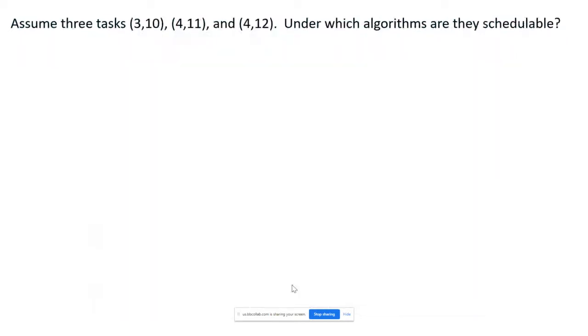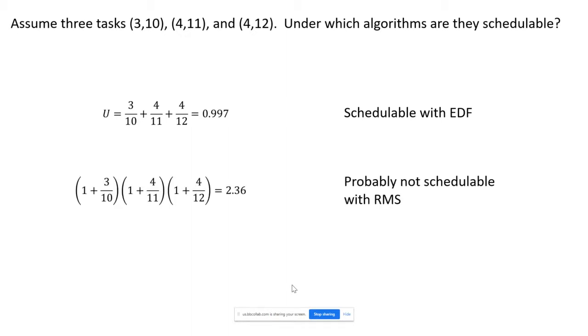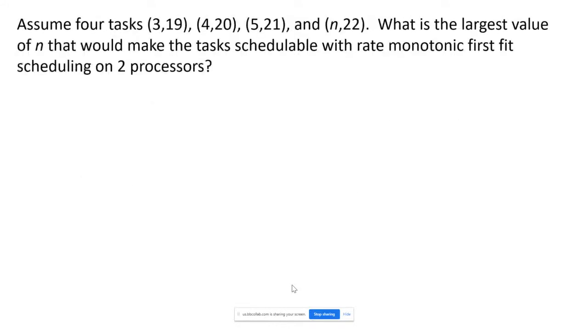Okay, assume 3 tasks, 3/10, 4/11, and 4/12. Under which algorithms are they schedulable? Well, let's see. The utilization there is 0.997, so that doesn't look too good. That's awfully close to 100%. But as long as it's less than or equal to 100%, then it's schedulable with EDF. If we calculate the RMS schedulability value, it's 2.36, so it's probably not schedulable with RMS. So I think that was the answer.